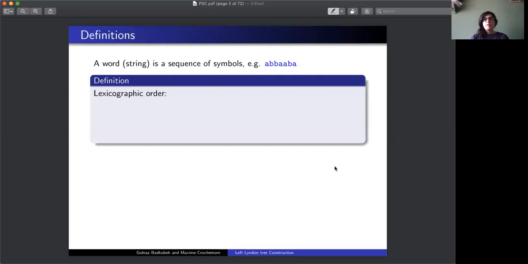So I start with basic definitions. We all know what a string and word is. It's a sequence of symbols. We can order words or strings based on their lexicographic ranking. And the order is defined as follows. The word U is strictly smaller than V if we can write U as RAS and V as RBT, where R is the longest common prefix, and A and B are two letters, are different, and A is smaller than B, followed by these two words that can be empty.